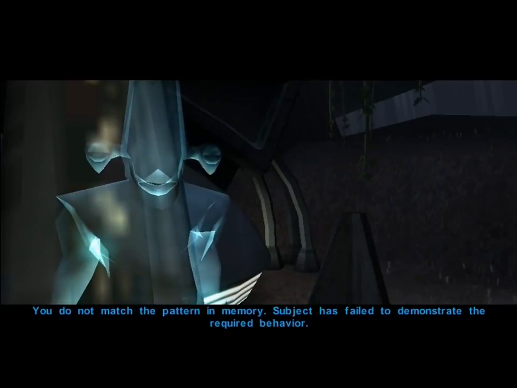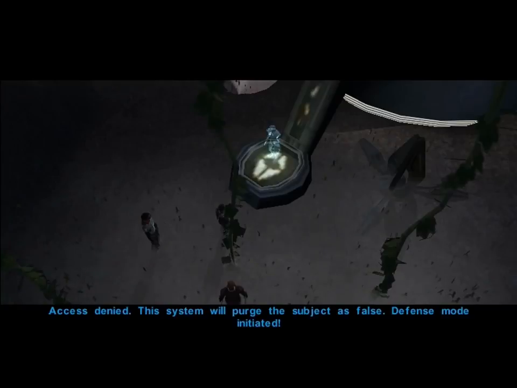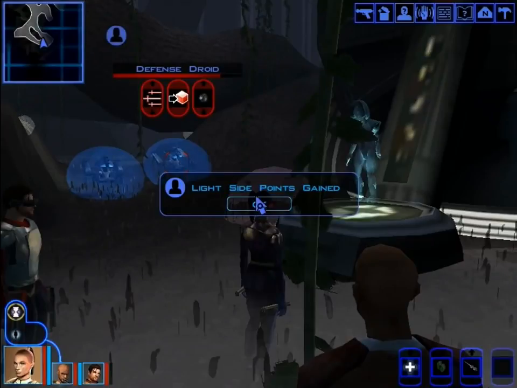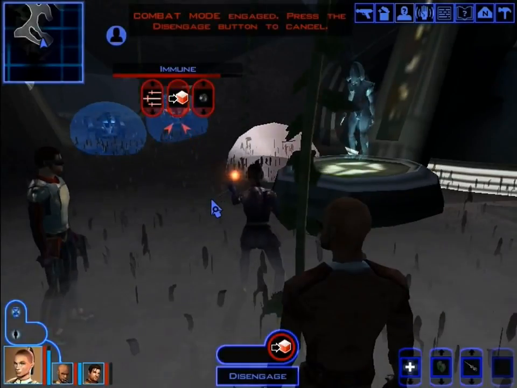You do not match the pattern in memory. Subject has failed to demonstrate the required behavior. Access denied. This system will purge the subject as false. Defense mode initiated. Don't worry, this is okay. I have gained light side points, which is the important thing.